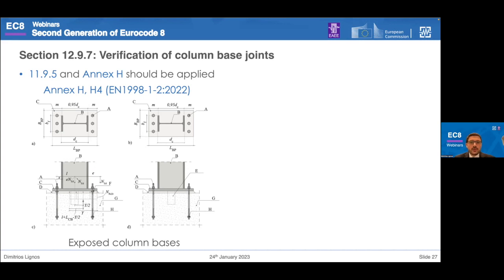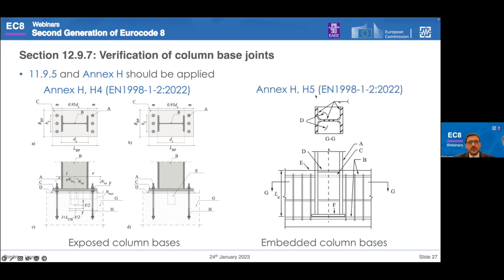What is actually interesting also is that in section 8.5, there are also new provisions on how to design and detail embedded column-based connections. This could be important, for instance, if you are dealing with mid or high-rise systems where exposed column-based connections could start becoming quite expensive, primarily because of the weld details and the thicknesses of the column-based connections that somebody may need to accommodate the interaction of axial load and bending.